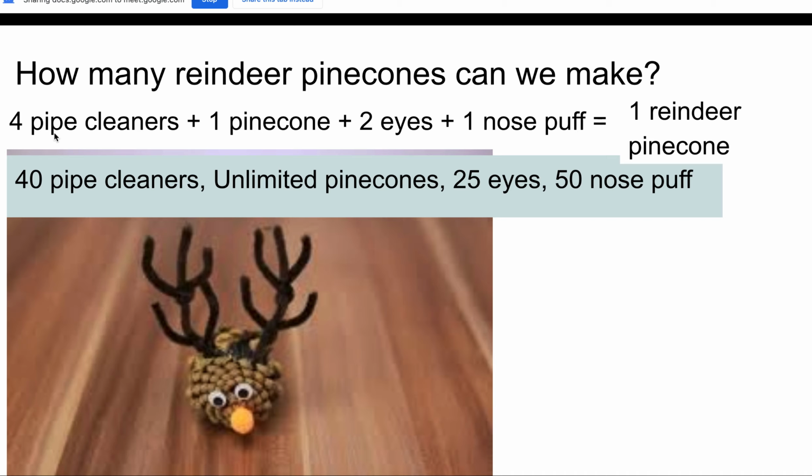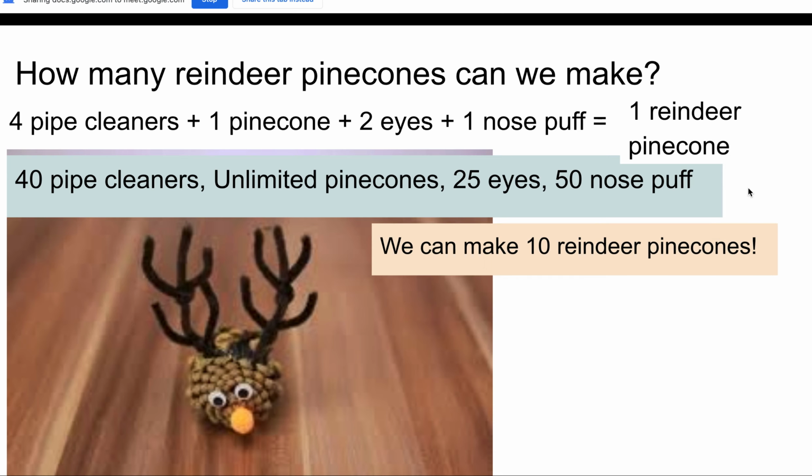Okay, so it takes 4 pipe cleaners, 1 pine cone, 2 eyes, and 1 nose puff to create 1 reindeer pine cone. We have 40 pipe cleaners, unlimited pine cones, 25 eyes, and 50 nose puffs. With these materials, we can make 10 reindeer pine cones.